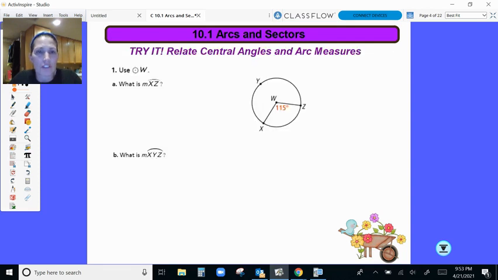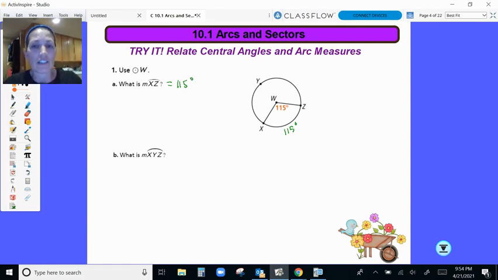All right, so we're going to put some of this to use now. So we have circle W. This central angle is 115. So what's the measure of arc XZ? It's not a segment, it's an arc. So if the central angle is 115, I know that the measure of my arc is going to be 115 degrees also.